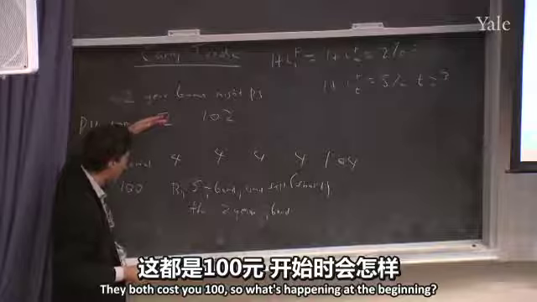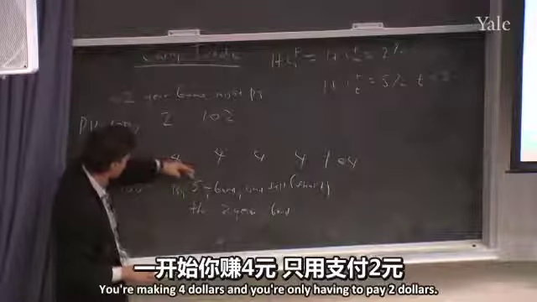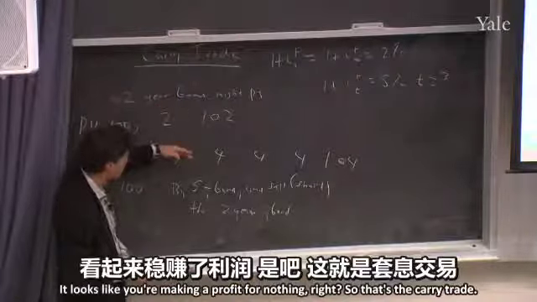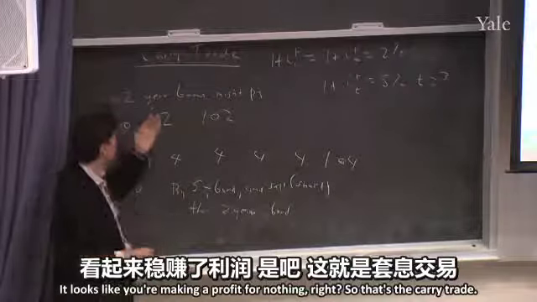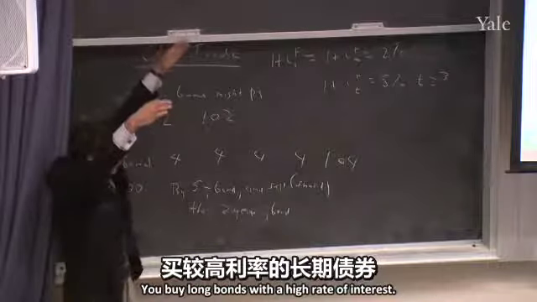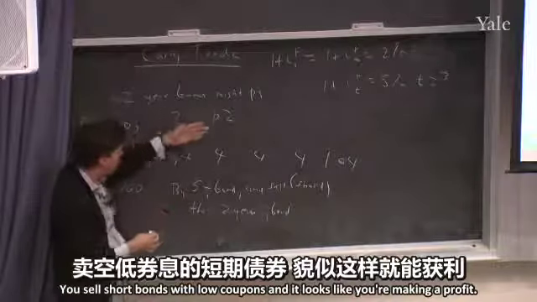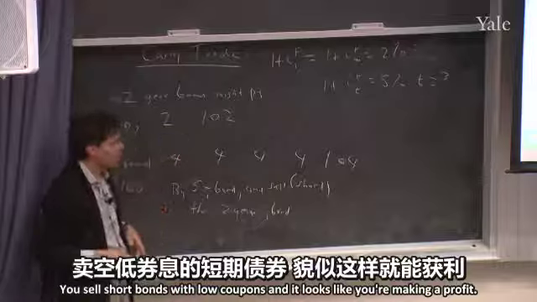So what's happening at the beginning? You're making $4 and you're only having to pay $2. It looks like you're making a profit for nothing, right? So that's the carry trade. You buy long bonds with a high rate of interest, you sell short bonds with low coupons, and it looks like you're making a profit.